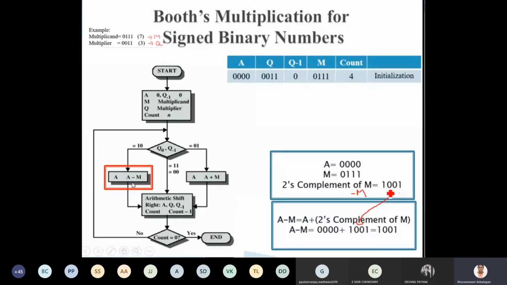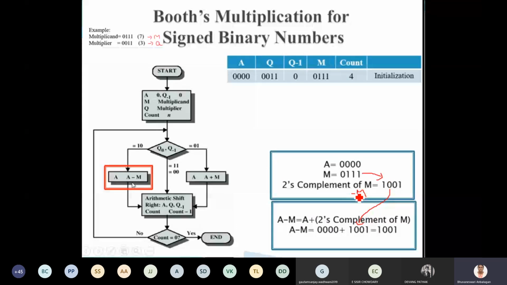What is minus m actually? 1001. So how do you find 1001? You are going to take the 2's complement of this number m. Okay, so try to understand here. Simply, m is going to be 7.